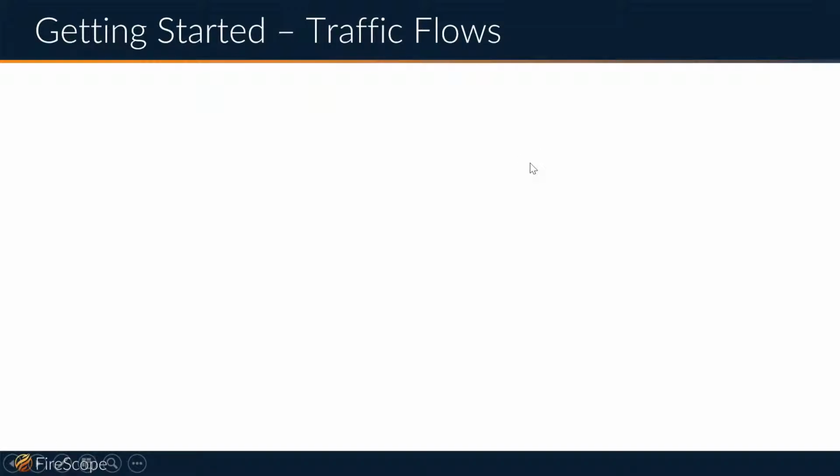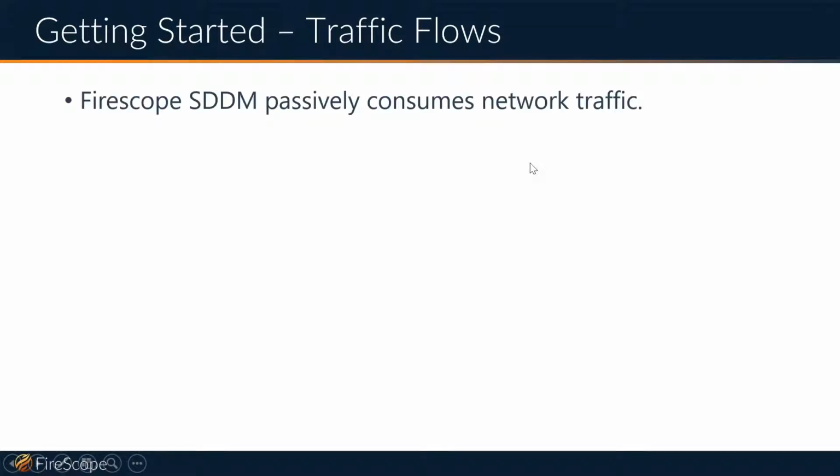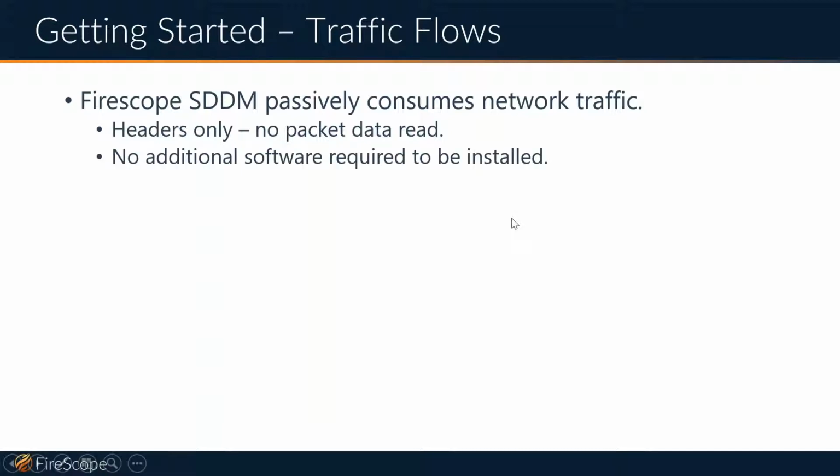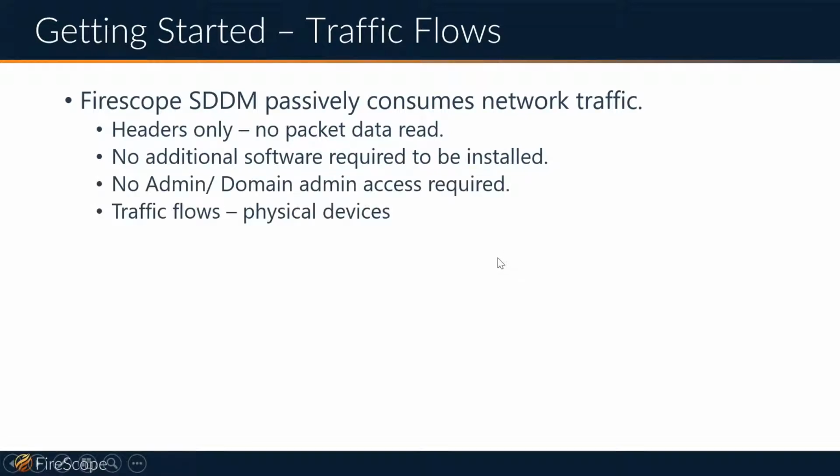Then we'll start looking at traffic flows, and that's how we'll build your models of services and how the CIs relate to each other. So we passively consume network traffic. We're only looking at the headers. We don't read any packet data, it's just the headers. No other software is required. We don't need admin domain access. We don't need software to be installed on servers to get the data.